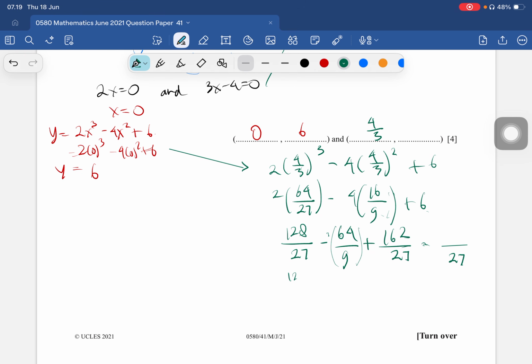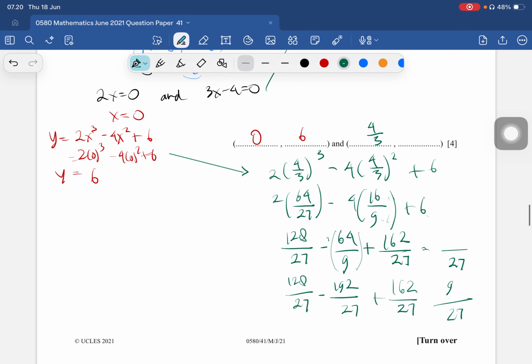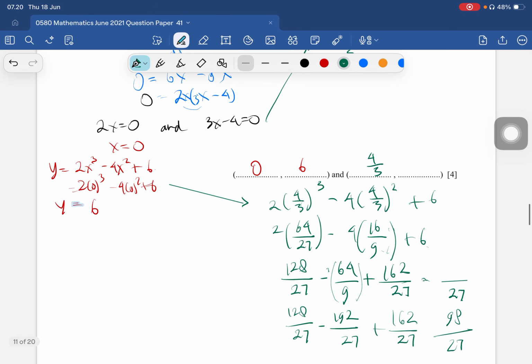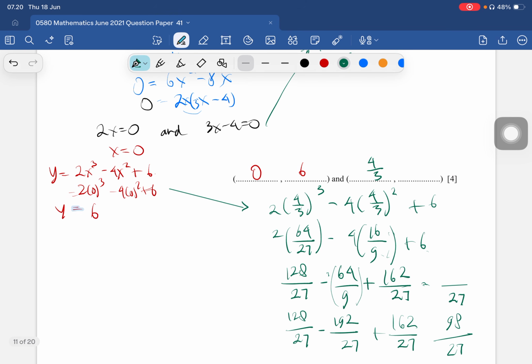So it is 128 over 27 minus 64 times 3, which is 192 over 27, plus 162 over 27. Okay, the denominators are equal now, so we can just add and subtract the numerators: 128 minus 192 plus 162. So we got 98. This is the simplest form, we cannot simplify. So the coordinate is 4 over 3, 98 over 27.